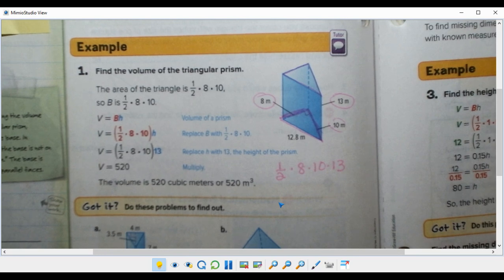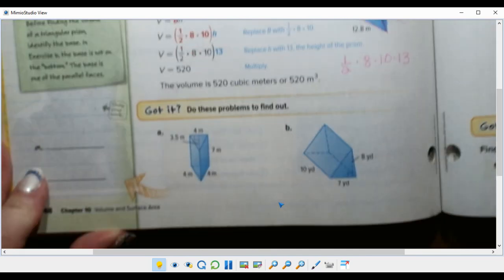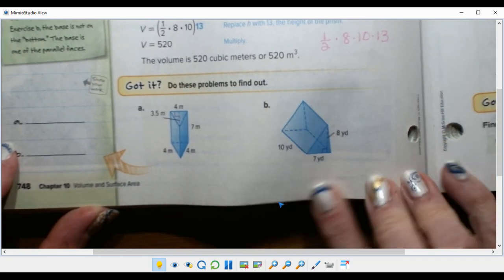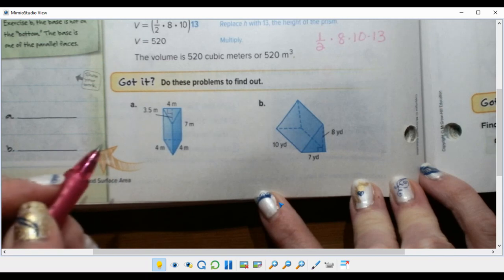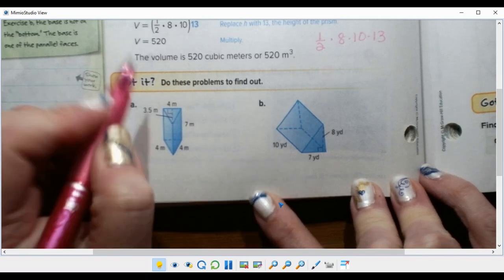Any way you do that, you should get the same answer of 520. Okay, let's go down to A and B. I really want to work on finding the measurements that you need. If you have to take your pencil or a colored crayon and trace the triangles, do it. When you're first starting, these can be very, very tricky.